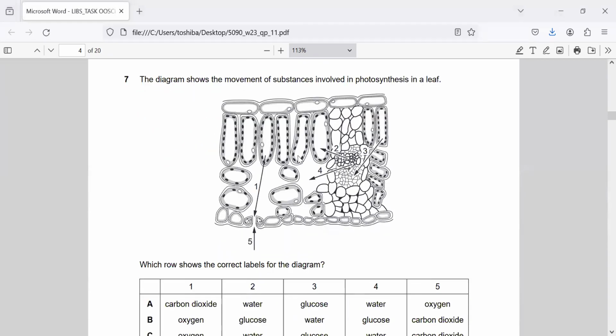This is question 7. The diagram shows the movement of substances involved in photosynthesis in a leaf. This is the movement of substances. This is the leaf structure diagram.